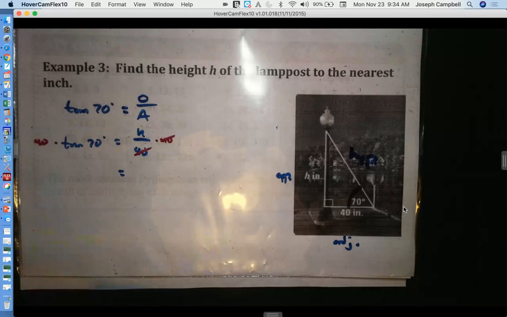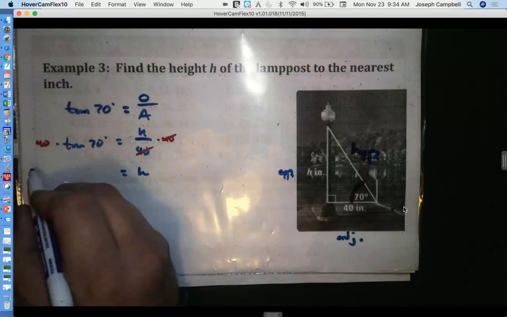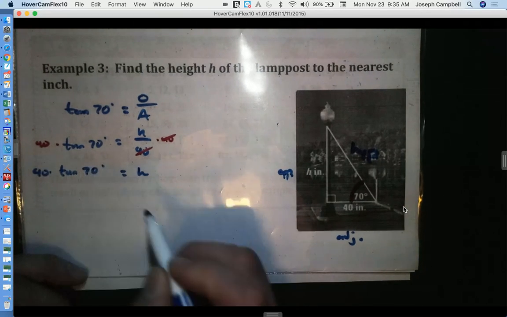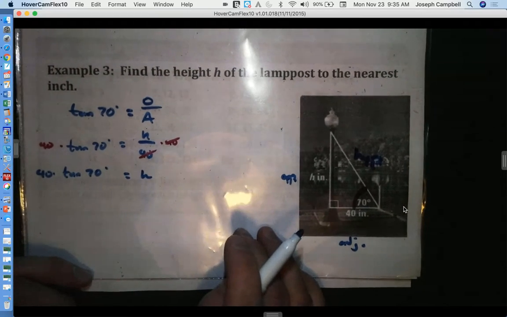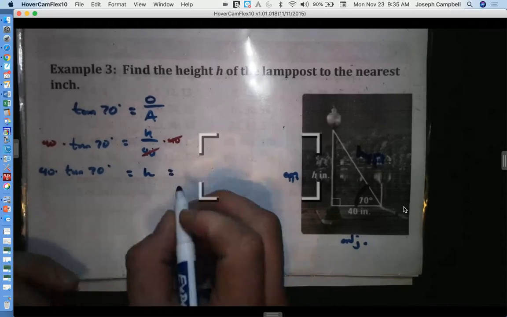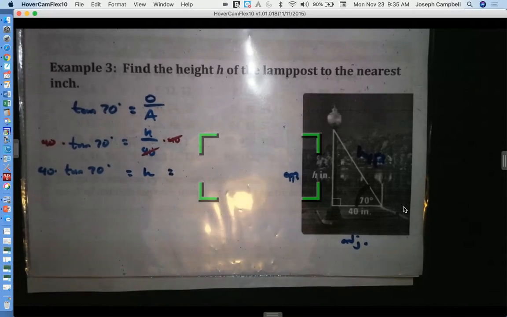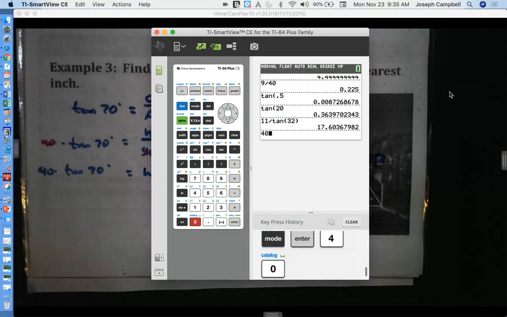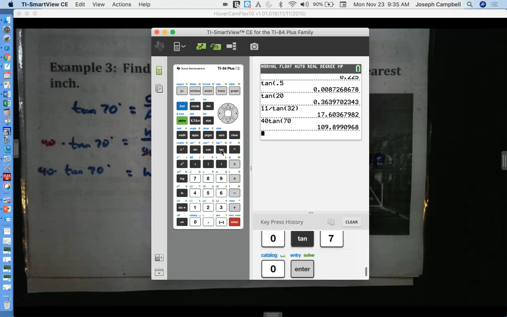So now h is equal to this product. I know it looks scary, but just let your calculator do the work. 40 times the tangent of 70. That's going to be something. I recommend you do this with me too. Bust out your calculators. Tangent of 70. Whew, 109. Kind of makes sense in context of the problem.